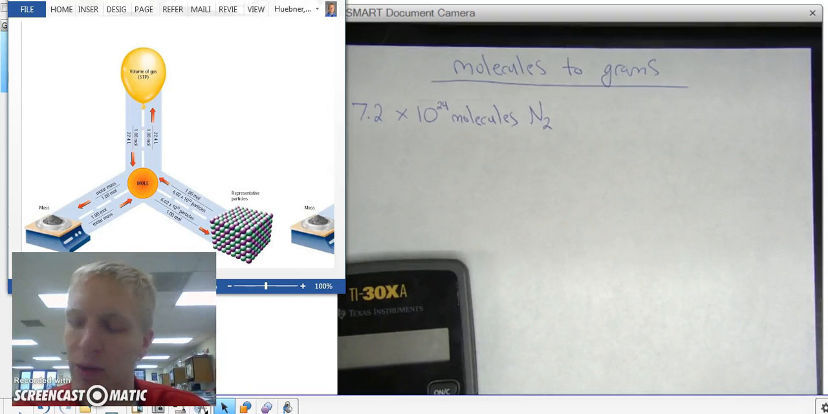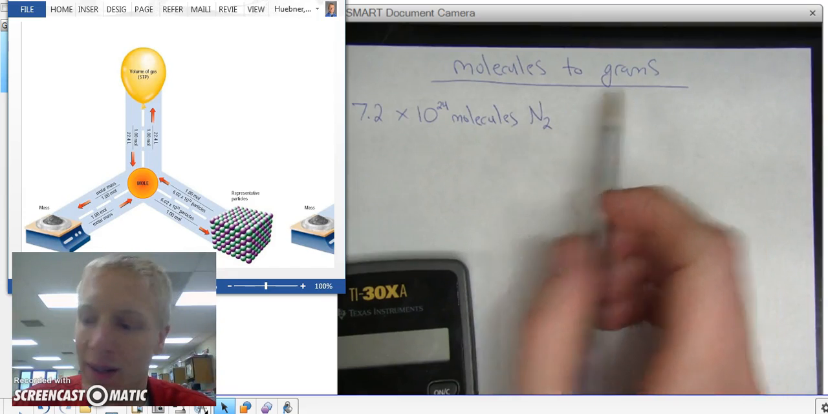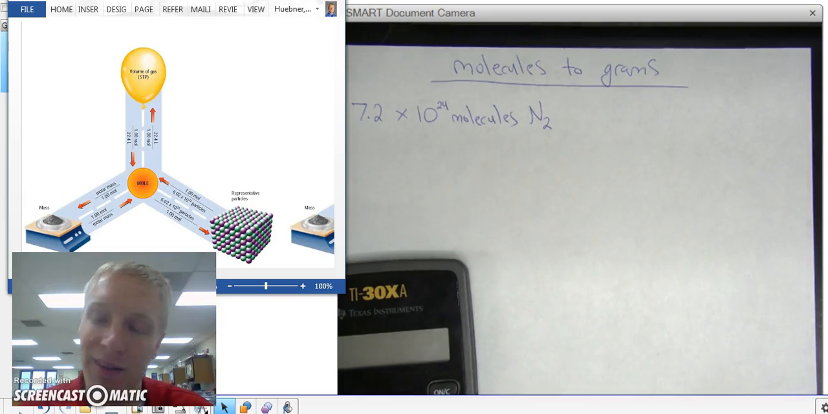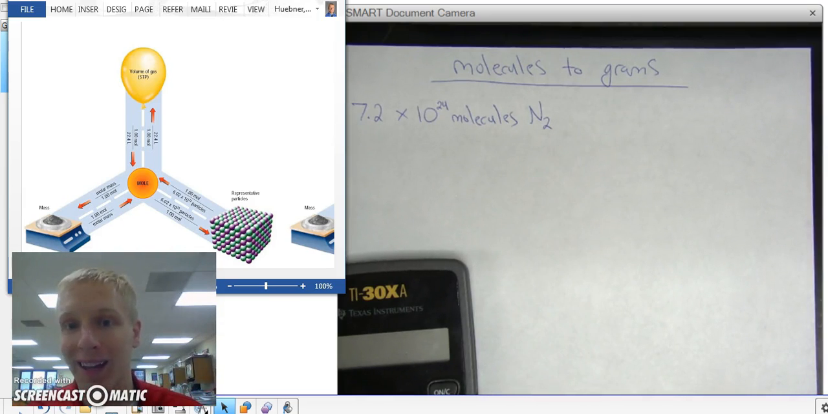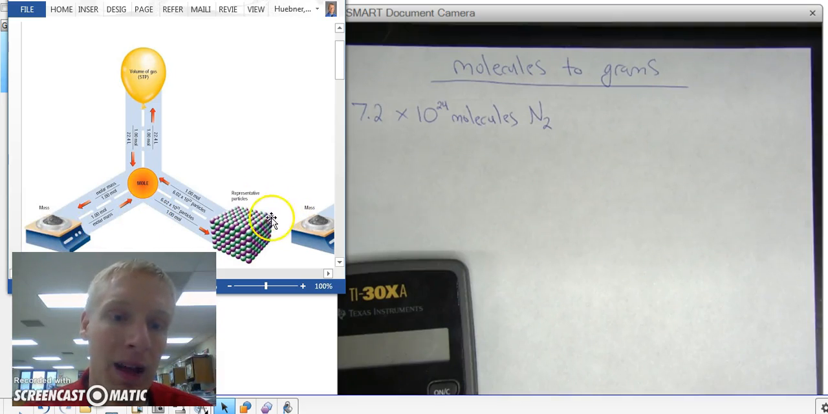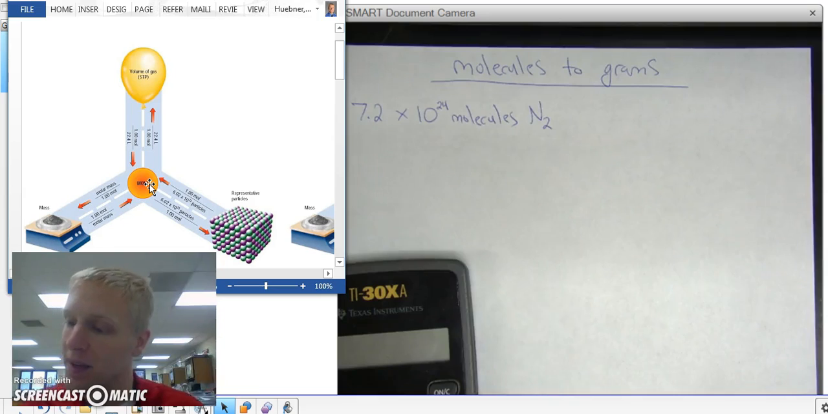Hi, in this video I'm going to be doing an example of how to convert molecules to grams. Right here I got 7.2 times 10 to the 24 molecules of N2, and I want to convert this to grams, but there's no one way to do it. There's no one conversion factor. In order to do this, I got to convert molecules to moles, kind of like when in doubt, mole it out.